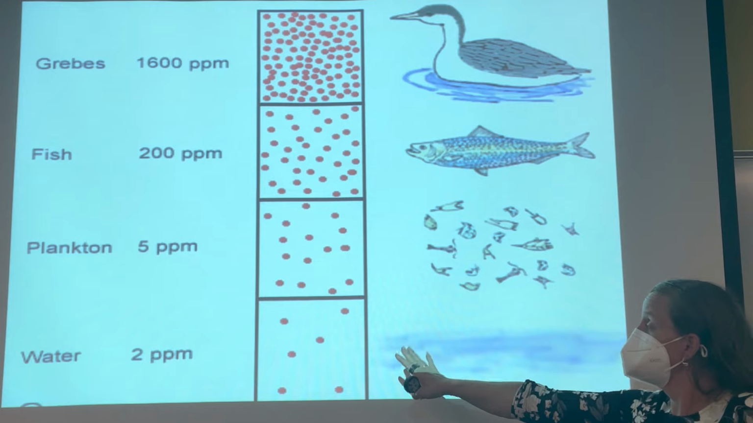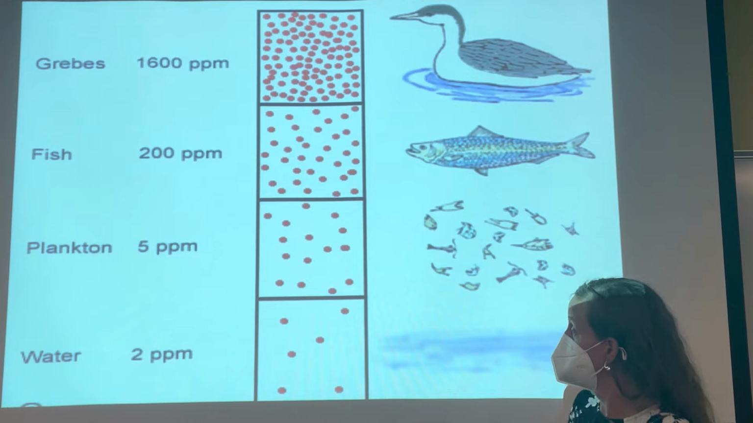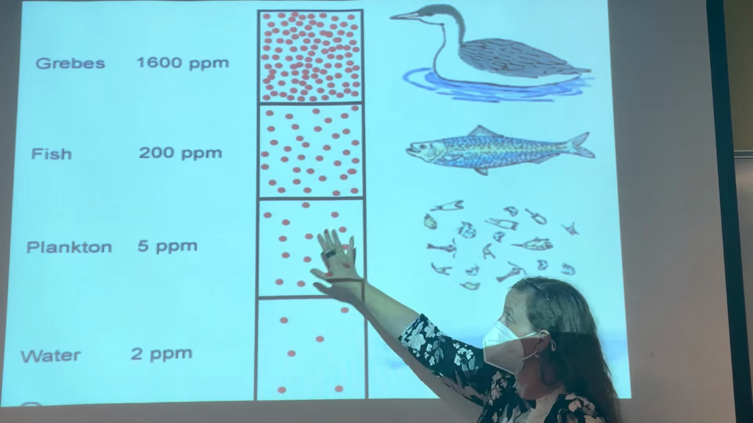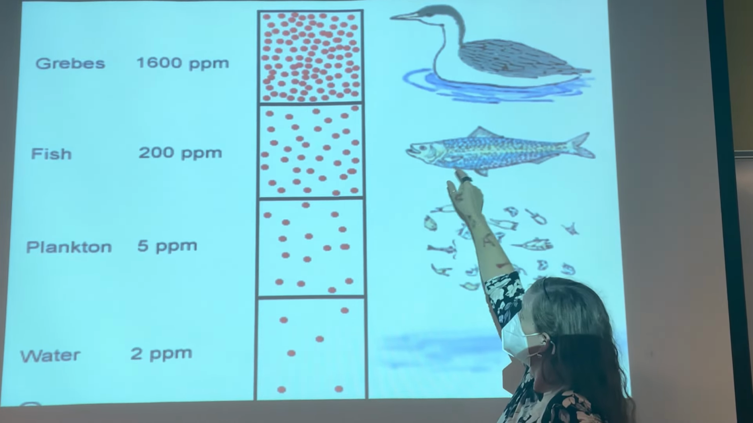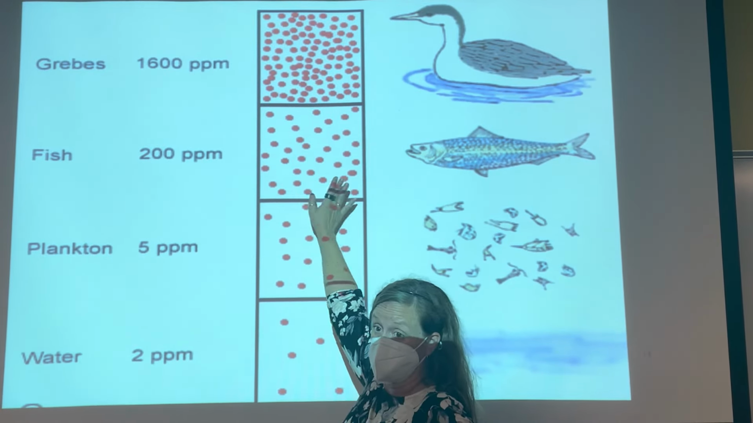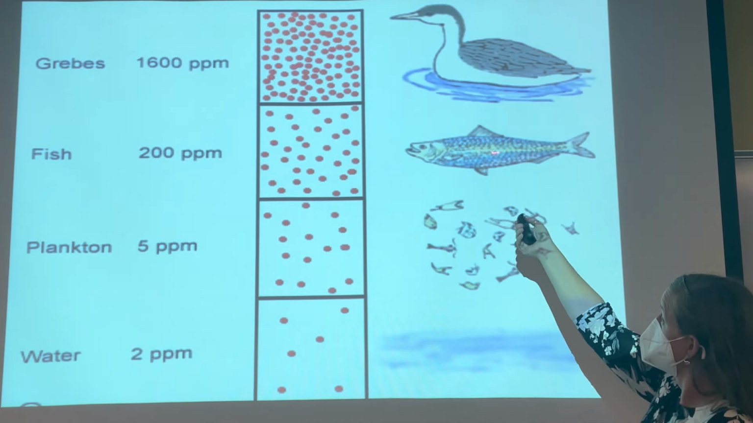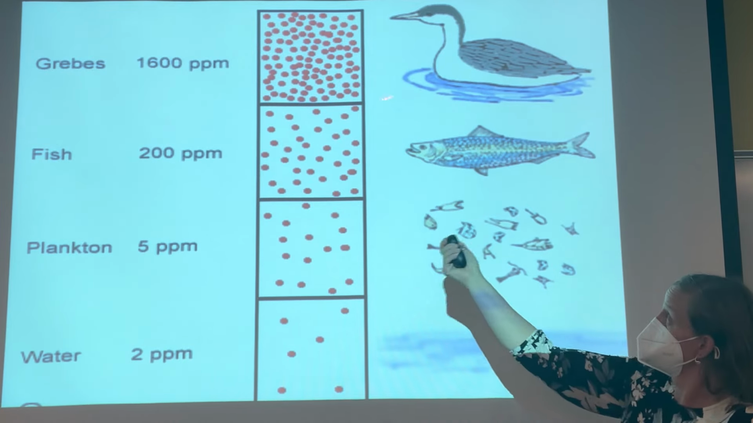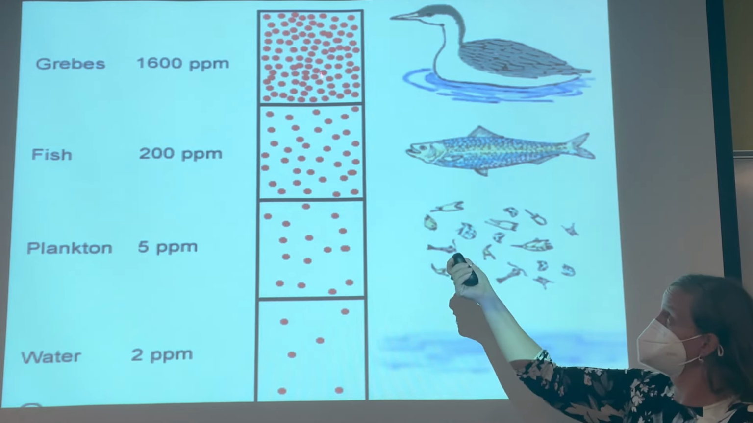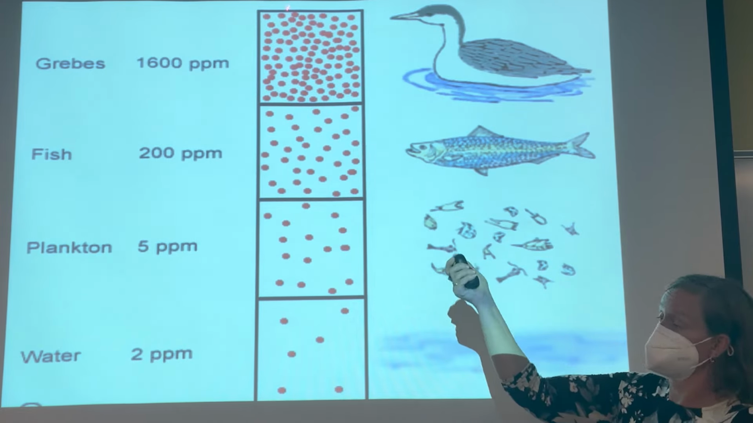So here you can see, just visually, if there's 2 parts per million of some toxin in the water, the primary producers get 5 parts per million in their body. This fish who eats a whole bunch of these will have 200 parts per million of that toxin in their body. And this bird up here who eats a bunch of them and a bunch of them, it's going to have 1,600 parts per million in its body. So it definitely magnifies or accumulates. You can see that biomagnification as you go up.